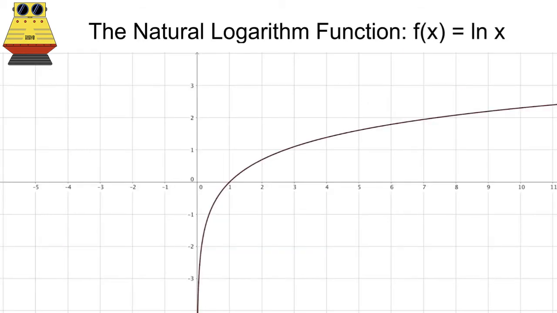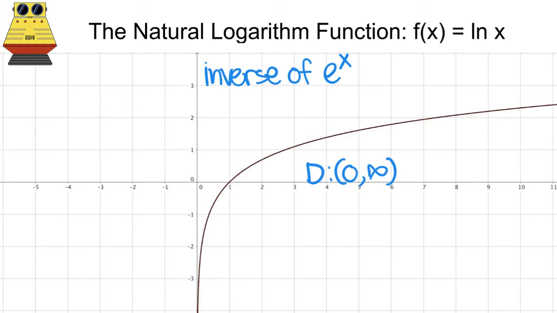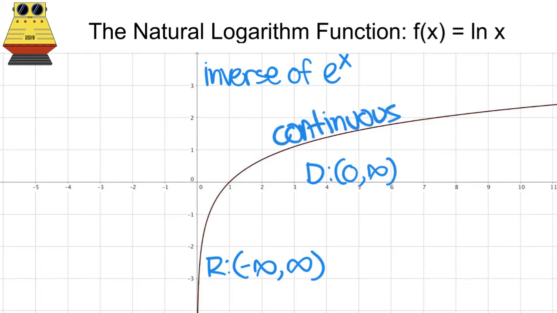The natural logarithm function, or ln(x), is the inverse of e to the x. The domain of this function is the range of e to the x, (0, infinity), exclusive of 0. And the range of ln(x) is the same as the domain of e to the x, which is all reals, (negative infinity, infinity). The natural log function is continuous, and even though it looks like it's bounded above, it's unbounded.